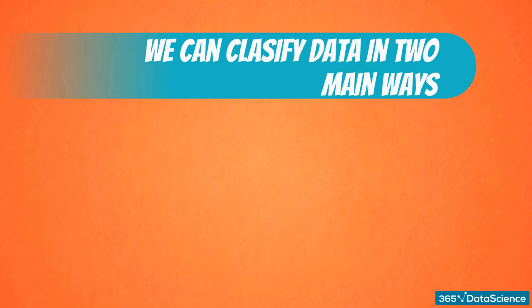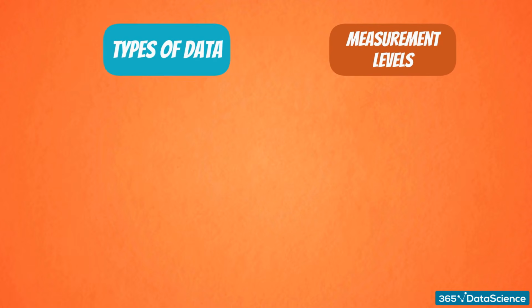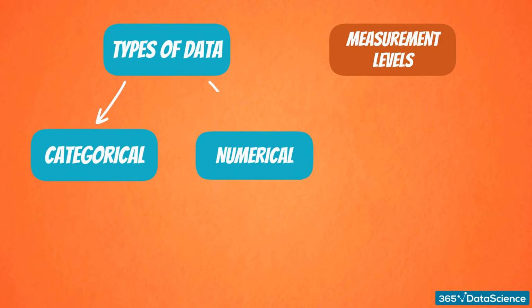We can classify data in two main ways, based on its type and on its measurement level. Let's start from the types of data we can have. There is categorical and numerical data.